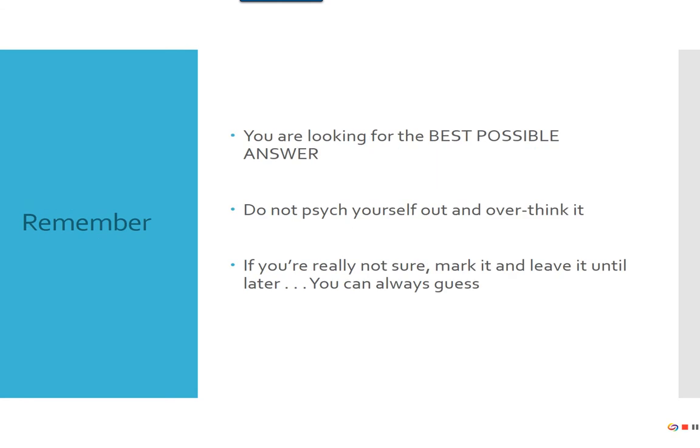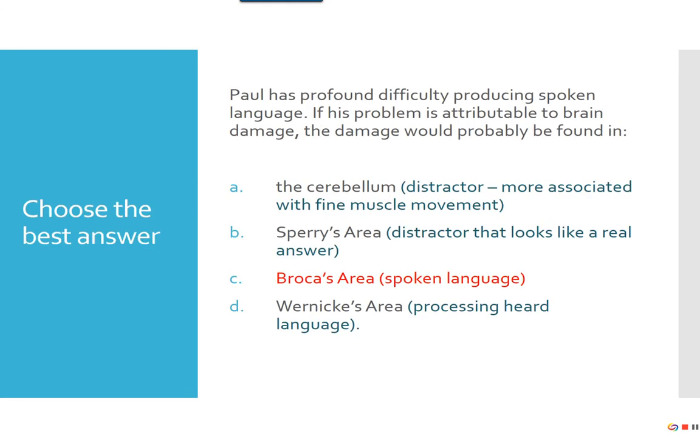You're looking again for the best possible answer. Don't overthink it, but do go through each answer systematically and evaluate each one. If you're really not sure, you can mark it or leave it until later, and you can always guess. In this case, I have several different distractors. First, the cerebellum is a distractor. It's more associated with fine muscle movement. Sperry's area is a distractor that looks like a real answer because it has the word area on it, but it's actually just a made-up term.